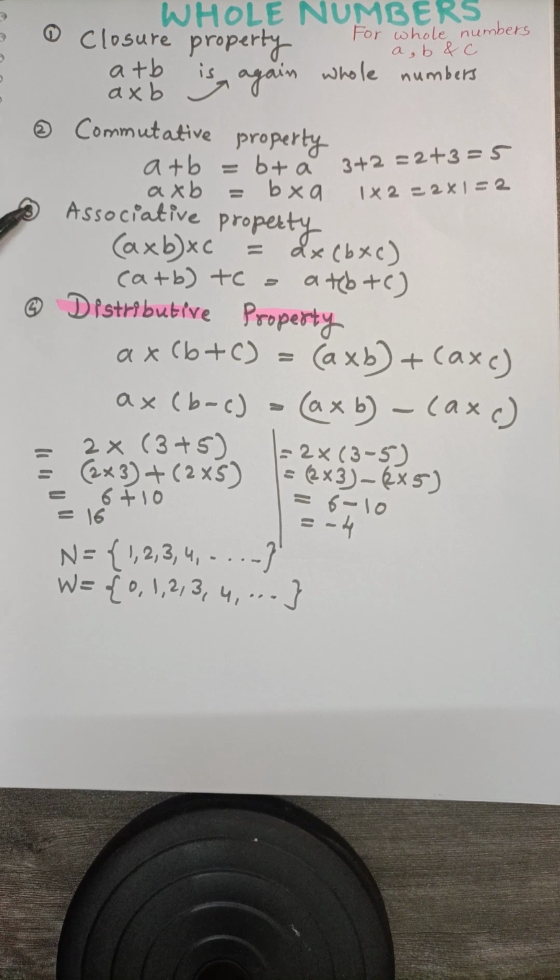So in this way, whole numbers satisfy the closure property, commutative property, associative and distributive properties, but for some arithmetic operations and not for division and subtraction. But it depends.